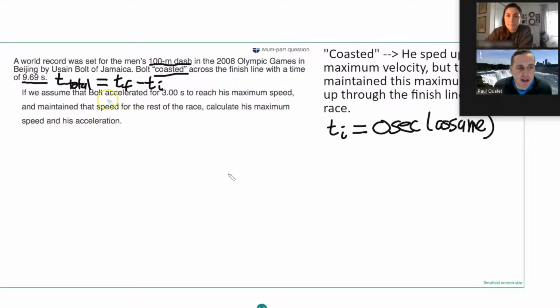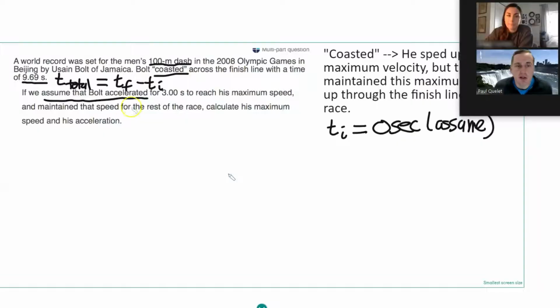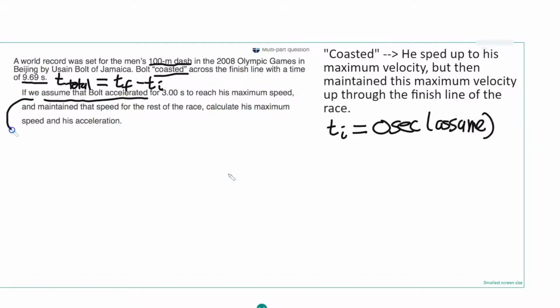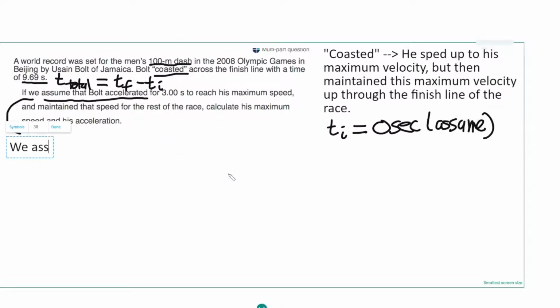Okay, let's pause there for a second. We assume that Bolt accelerated. Let's talk about that for a second. When he accelerates, what do we assume about his acceleration? Do we assume the acceleration is erratic or is it constant? So we assume that the acceleration is constant.